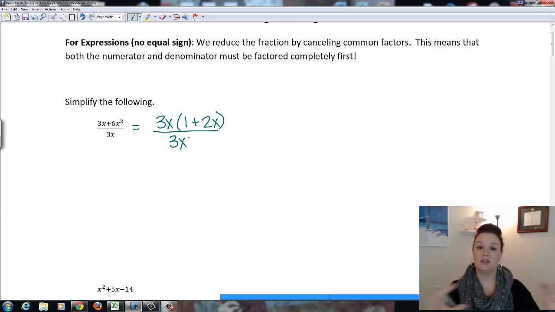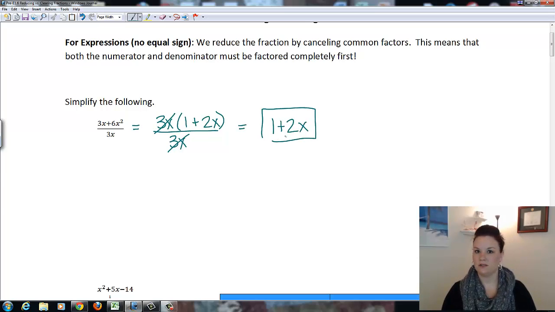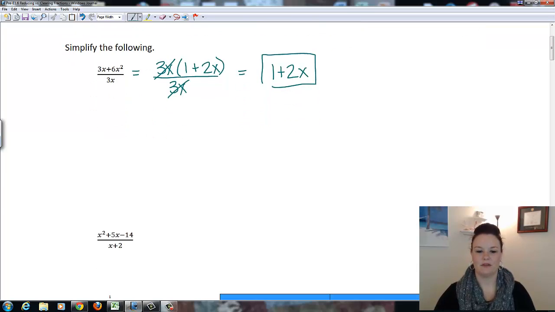Now that I have something completely factored on top and something completely factored on bottom, now I can cancel common factors on top and bottom, which here I can cancel my 3x and my 3x. Okay, which leaves me with just 1 plus 2x. Not too bad. Let's look at another one.